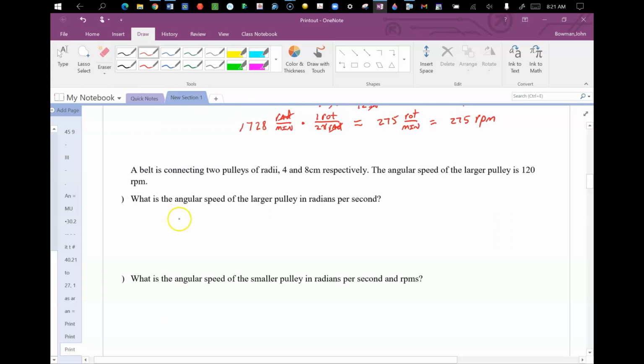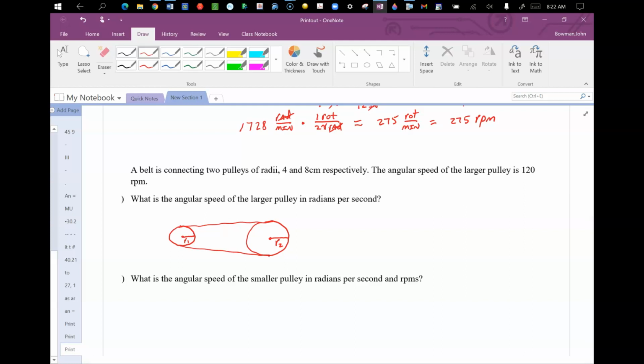So to illustrate this with a picture, here's what we have. We have the smaller pulley, we'll call that R1, and that has a radius of 4, and the bigger pulley, we'll call that R2, is 8, and they are connected by a belt. So as one pulley rotates, the other one rotates as well.